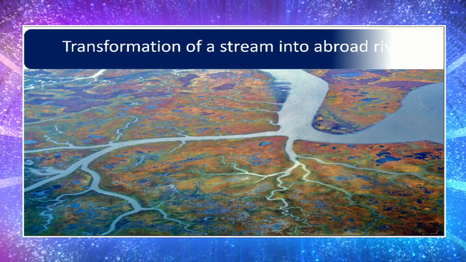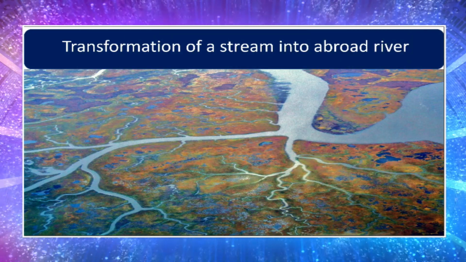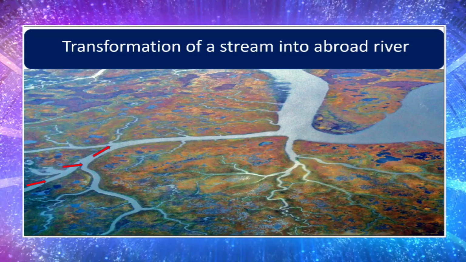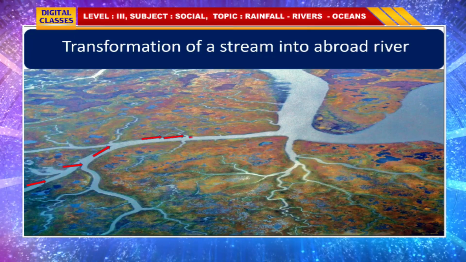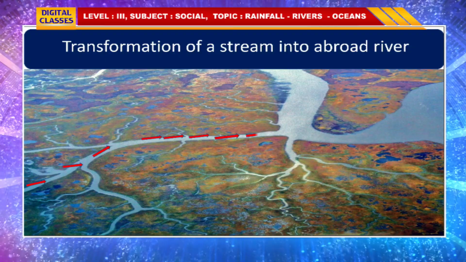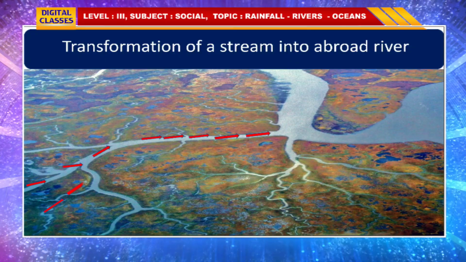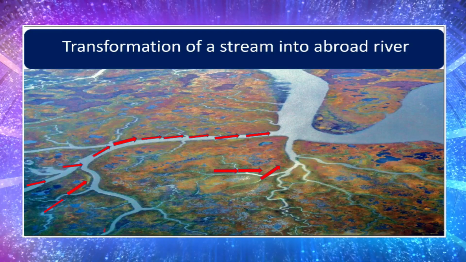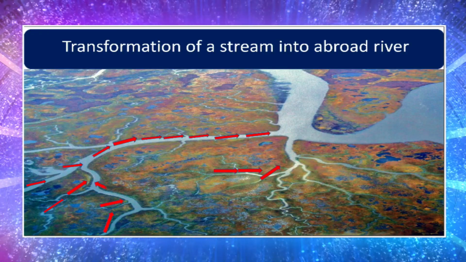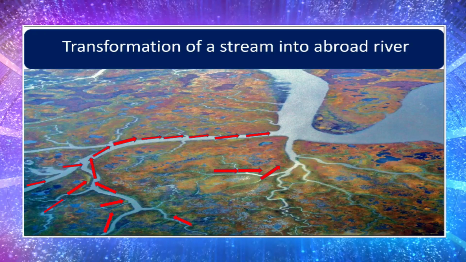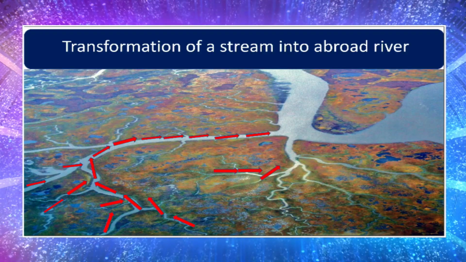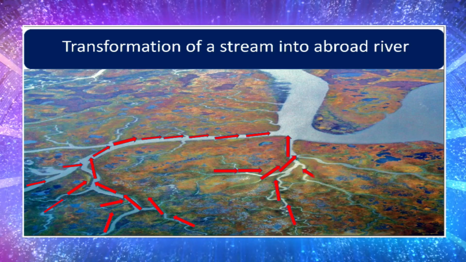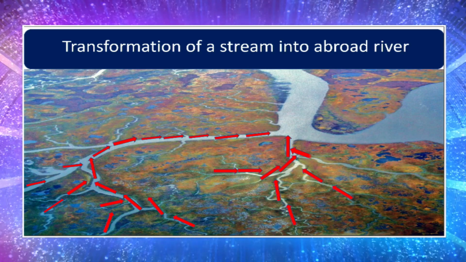Now let us learn about the transformation of a stream into a broad river. At its source, a river usually starts in the form of a thin stream. As it flows further, it gets bigger and broader. This happens because many small streams join it as the stream flows. Smaller rivers or streams which join a large river are called tributaries.